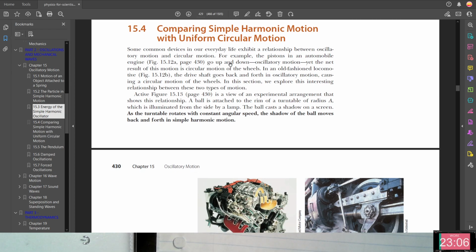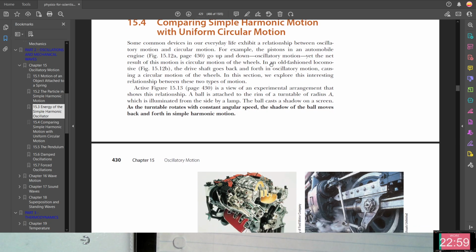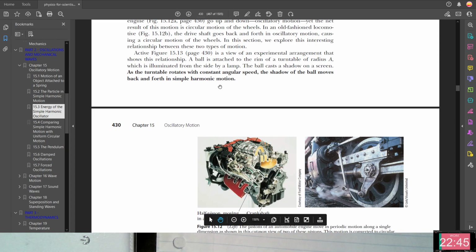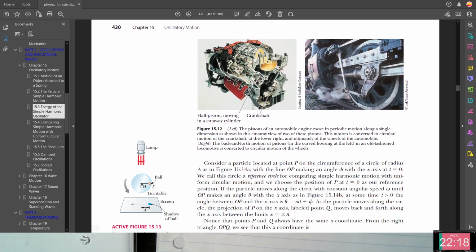Some common devices in our everyday life exhibit a relationship between oscillatory motion and circular motion. The pistons in an automobile engine go up and down in oscillatory motion, yet the net result of this motion is circular motion of the wheels. In an old-fashioned locomotive, figure 15.2b, the drive shaft goes back and forth. I already read that. Active figure 15.3 is a view of an experimental relationship. Hold on, everything hurts. A ball is attached to the rim of a turntable of radius A as the turntable rotates with constant angular speed. So they're talking about this active figure.